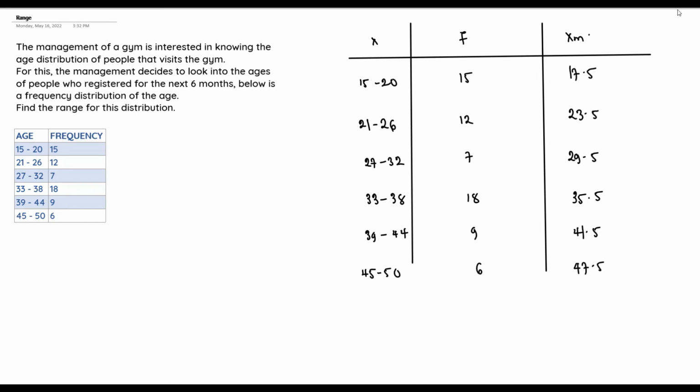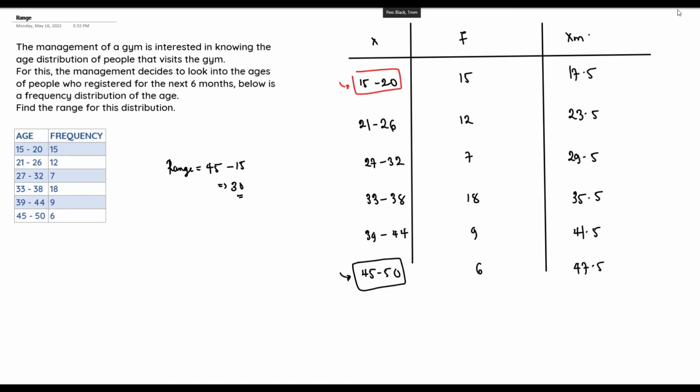So the first way to get the range of our data set is to take a look at our first class. We have 6 classes right here, so we're going to take the first class, and we have the last class right here. For our first class, the lower limit is 15, and the lower limit of the last class is 45. So we can say that the range is equal to 45 minus 15, and 45 minus 15 gives us 30. So the range of our data set is equal to 30.